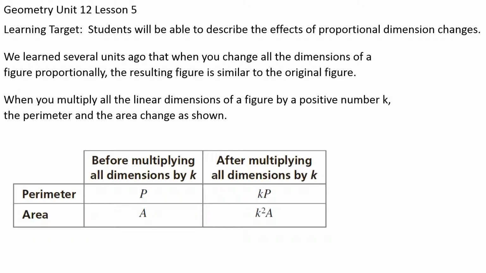Well, if the original perimeter is p, and we multiply by a number k, the new perimeter is k times p. So if we double each dimension, we double the perimeter. Now, area works quite differently, however. If the original area is a, and we multiply every dimension by k, the new area is k squared times a. In other words, if we doubled each dimension, instead of doubling the area, we'd multiply the area by 4.